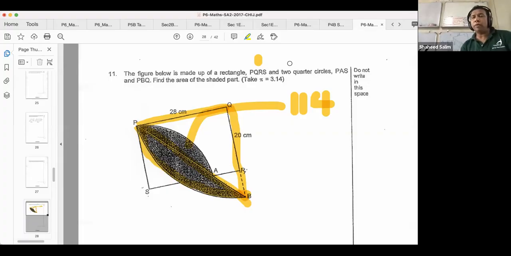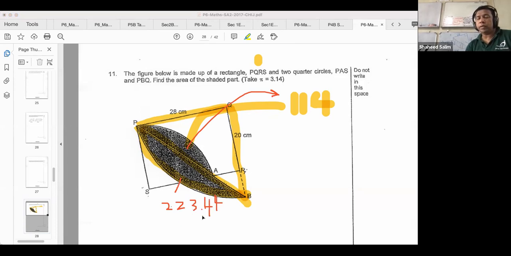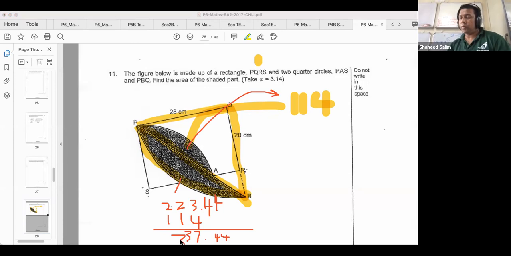So now we go back to here, your last part. This one here is 114, right? This one down here is 223.44. Now you just add together lah. It's not too tough, okay? So you add together, you will get 337.44 square cm. It is square cm. And that is your answer.